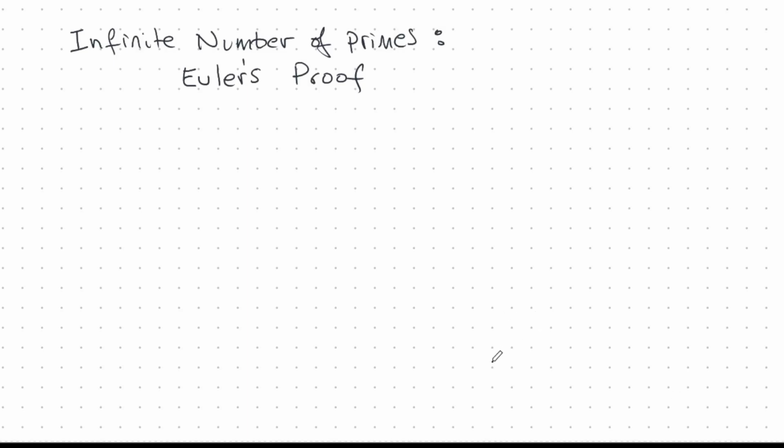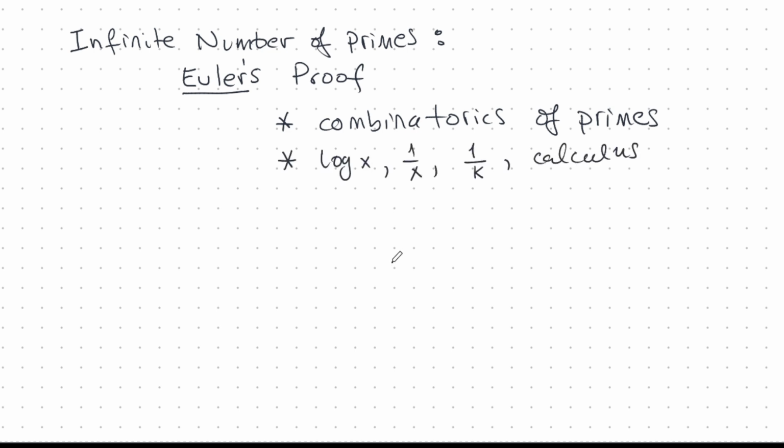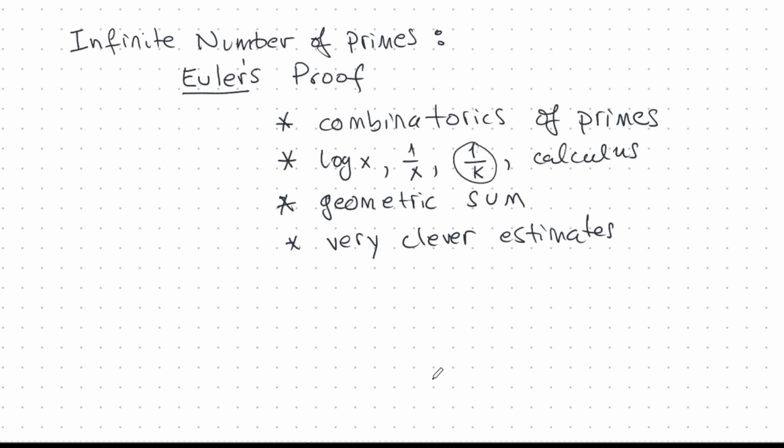A great way to start 2025 is to do Euler's proof that there are an infinite number of primes. This proof uses some very cool ideas, such as the combinatorics of primes. I'll show you two examples of that. Also uses our favorite functions, log of x, 1 over x, harmonic numbers, 1 over k, and a bit of calculus. Euler throws in geometric sum also, and some very clever estimates using inequalities. Very clever. Okay, let's get to it.